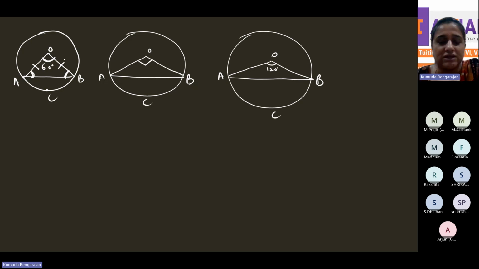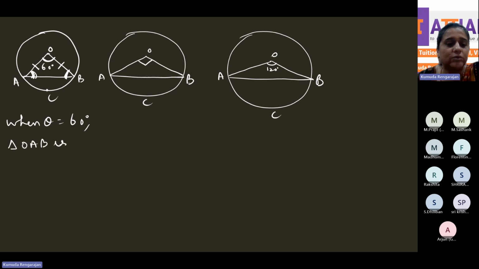When the sector angle is 60 degrees, the remaining sum is 180 minus 60, which is 120. So these 2 angles are equal, so they share that sum equally, 120 by 2, so 60, 60. Which makes all the 3 angles 60 degrees, which means triangle OAB is equilateral. I'm just calling that central angle theta. When theta is equal to 60 degrees, triangle OAB is equilateral.